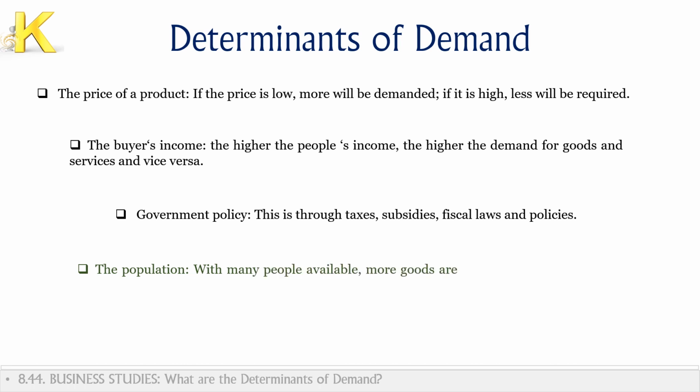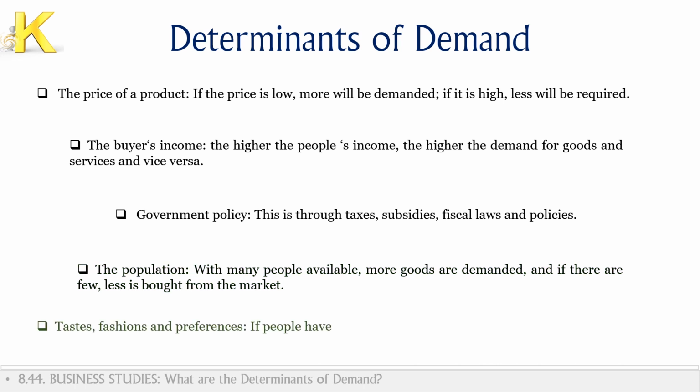The population. Along with population growth, demand increases as there are more people that are willing to buy that product, and it decreases along with population decline. Also, the composition of the population, which involves male ratio or female ratio or children ratio, etc., will affect the demand for a commodity. With many people available, more goods are demanded, and if the people are few, less is bought from the market.